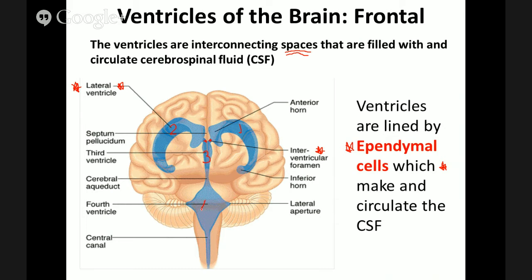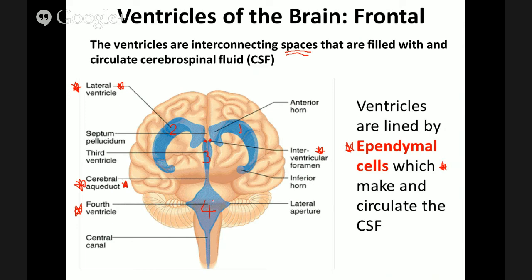And then down here next to the cerebellum, in between the cerebellum and the pons, that's where you find your fourth ventricle. And there is a channel here that connects the third ventricle down to the fourth ventricle, called the cerebral aqueduct. So we have 2 lateral ventricles, a third ventricle, and a fourth ventricle. And the interventricular foramens connect the lateral ventricle to the third ventricle. The cerebral aqueduct connects the third ventricle to the fourth ventricle.